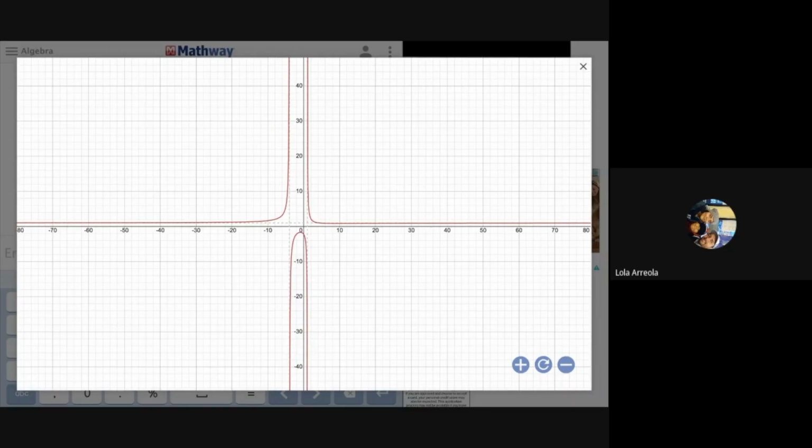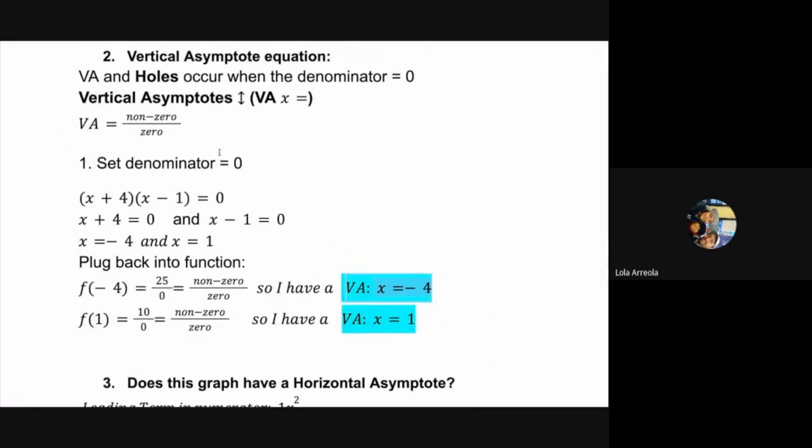All right, so domain and vertical asymptotes are closely related because they both happen when the denominator equals 0. The only next step is to plug them back into the function to verify, to make sure that when you plug these x values back in, you get a number over 0, and the number up top has to be non-zero for you to have a vertical asymptote.